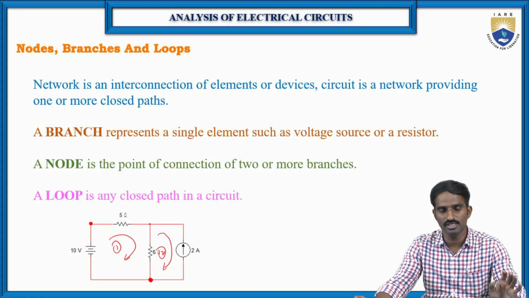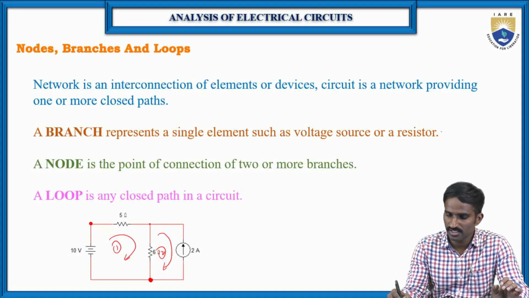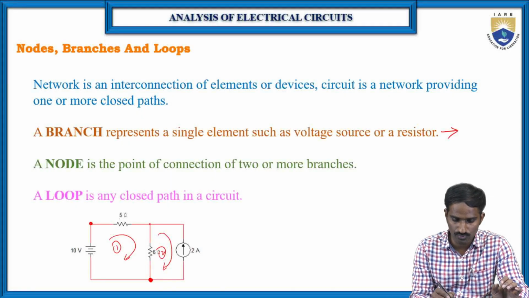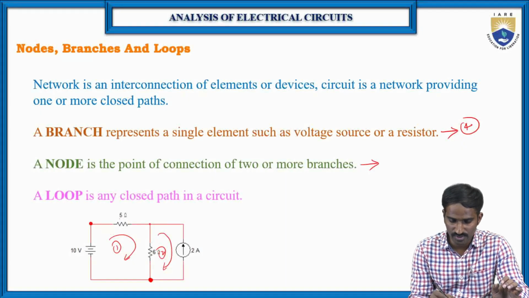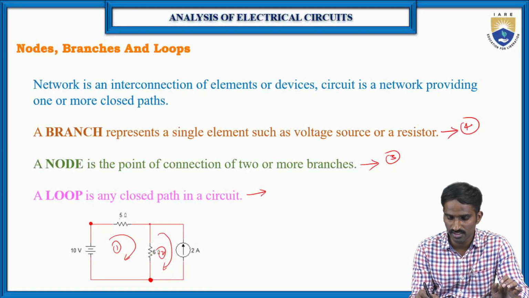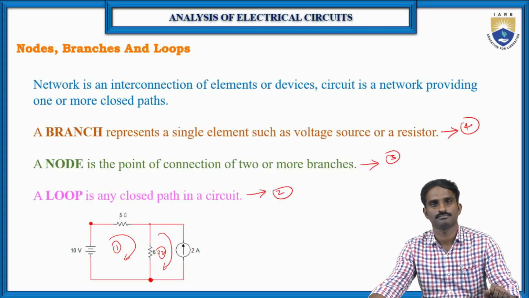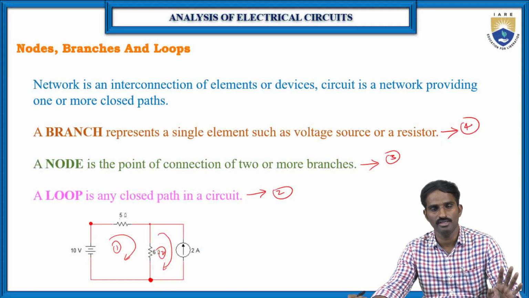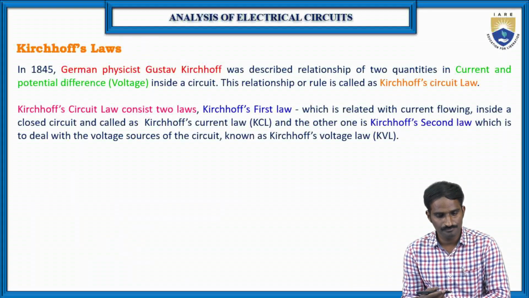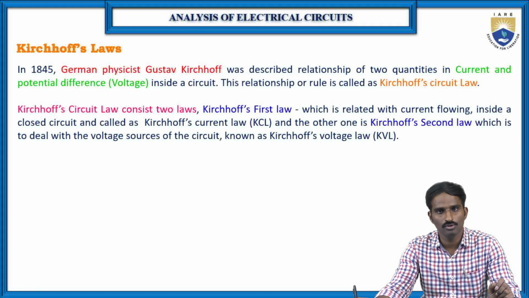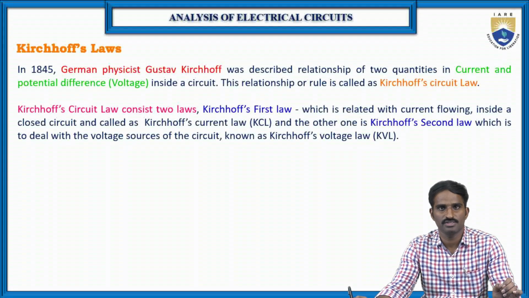For this particular circuit, how many branches are there? 1, 2, 3, 4 branches are there. How many nodes are there? 1, 2, 3 nodes are there. And how many loops are there? The 2 loops are there. Like this we should identify the branch, node and loop. I hope everybody is clear about what is a branch, what is a node and what is a loop. Then we will go to the actual topic, which is Kirchhoff's laws.